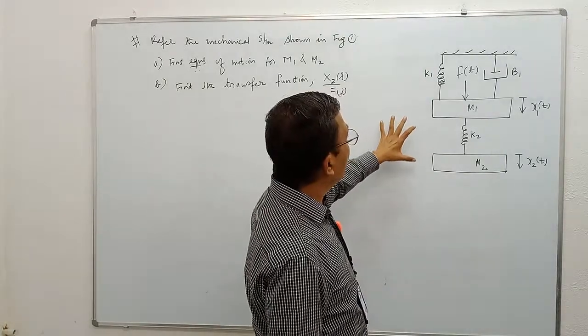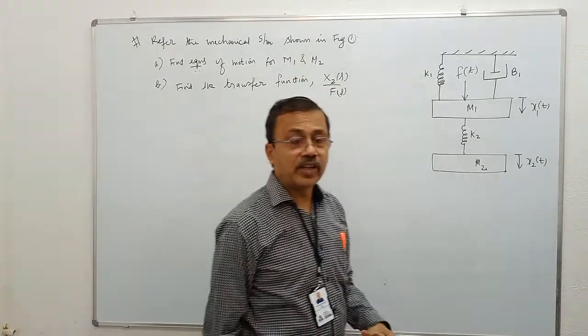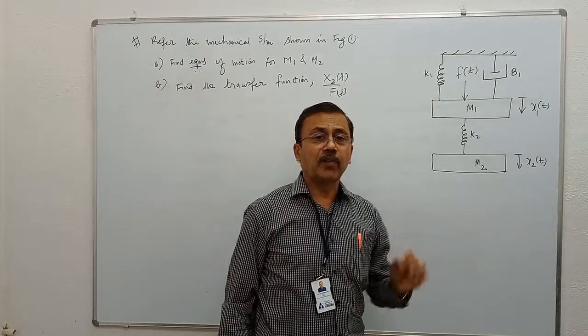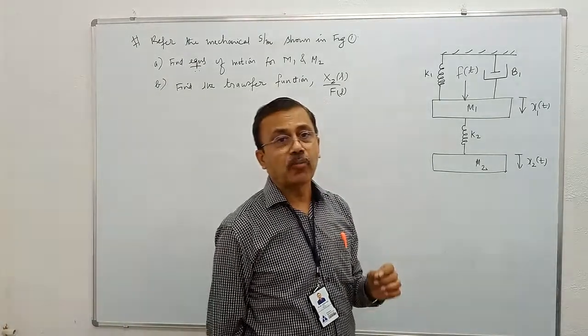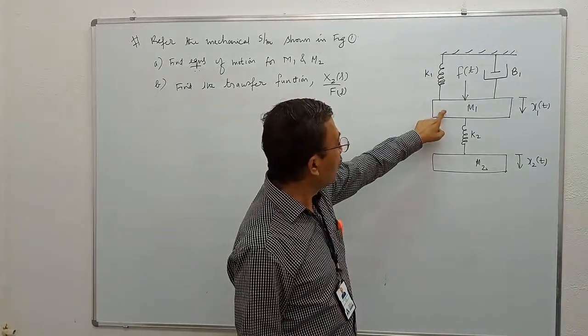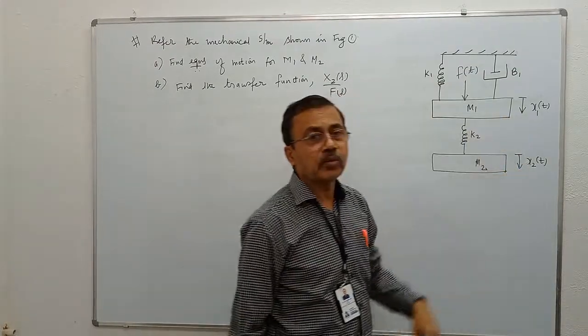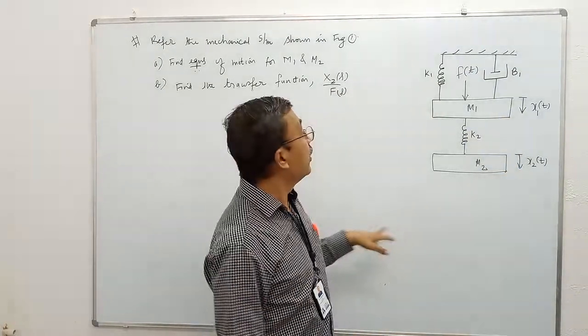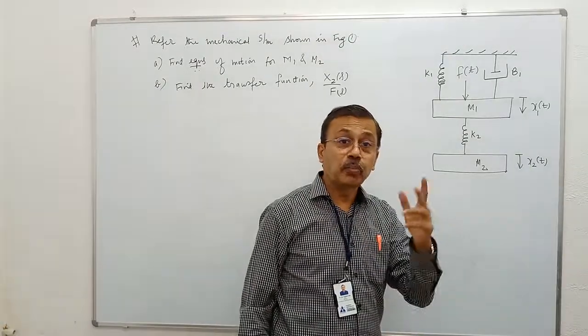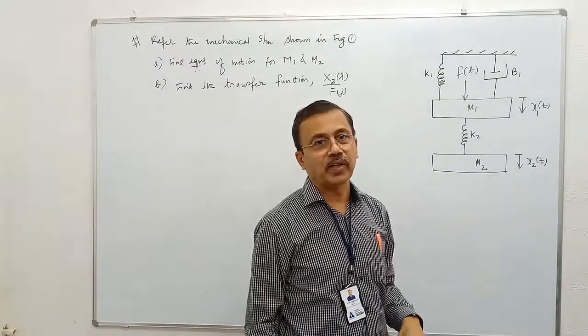See, before commencing this problem, you have to ascertain that the minimum number of displacements must be equal to the number of masses. There are two masses, m1 and m2. Therefore, we have been given two displacements, x1 and x2. Second thing is displacements on either side of a spring and a damper must be different.